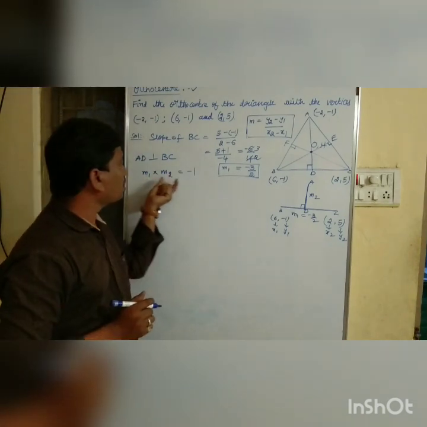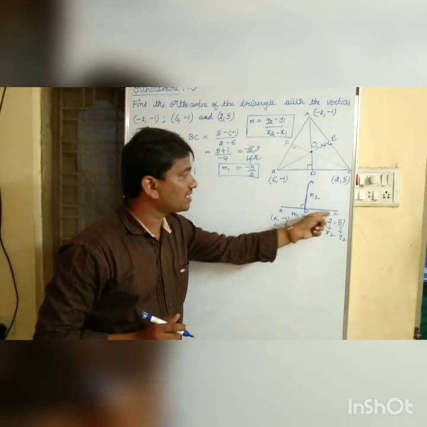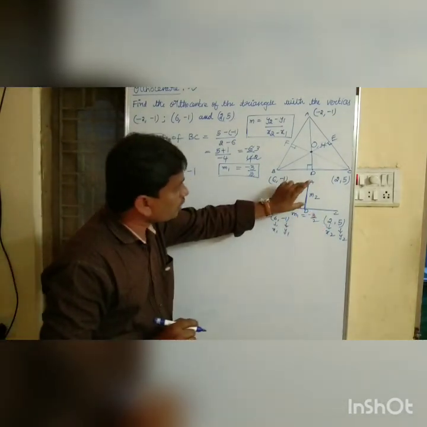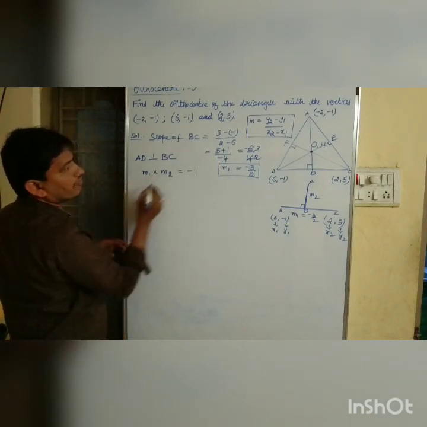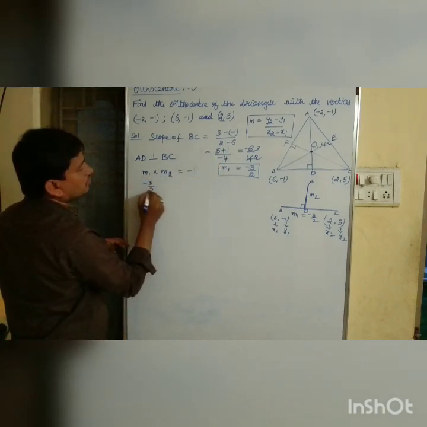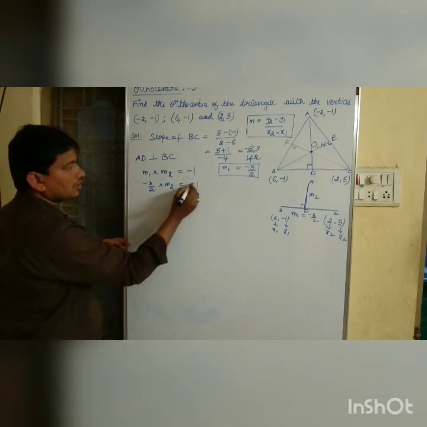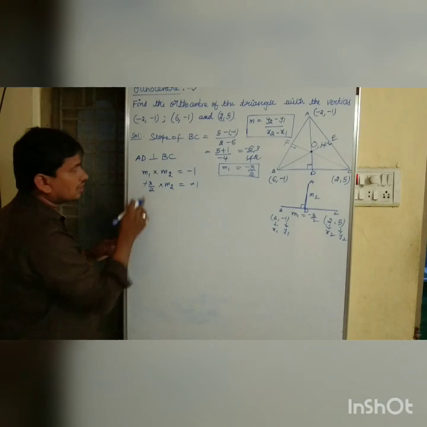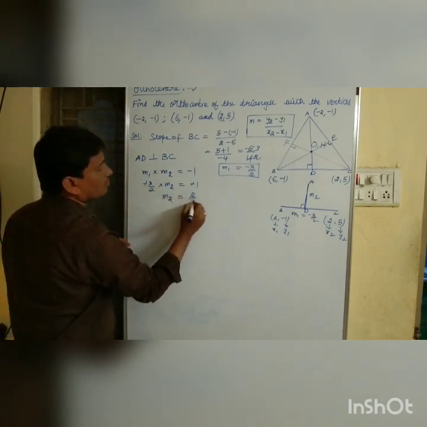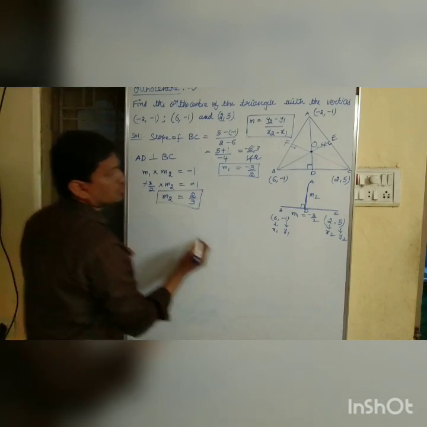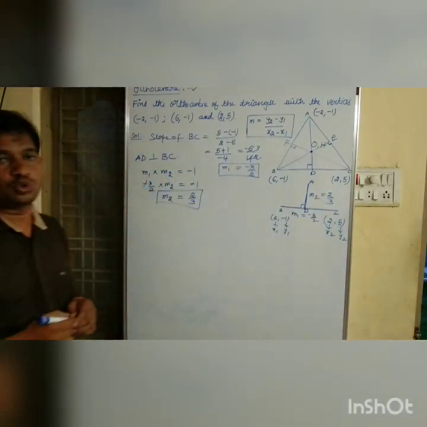That is m1 into m2 equal to -1. Here m1 is the slope of line BC, right, and m2 is the slope of AD, right. So we know m1 is -3 by 2, into m2 equals -1. Minus minus gets cancelled. If you transpose 3 by 2, m2 equals how much, children? It will become 2 by 3. So the slope of AD is 2 by 3, children.